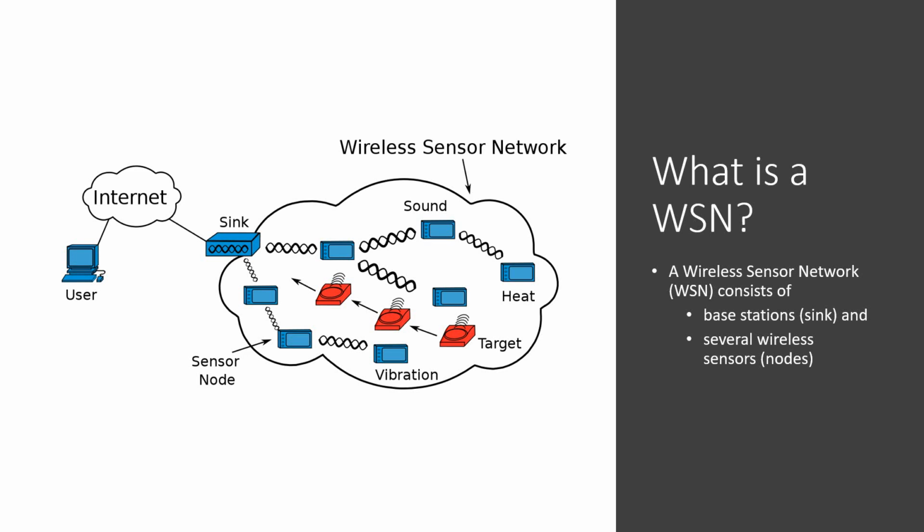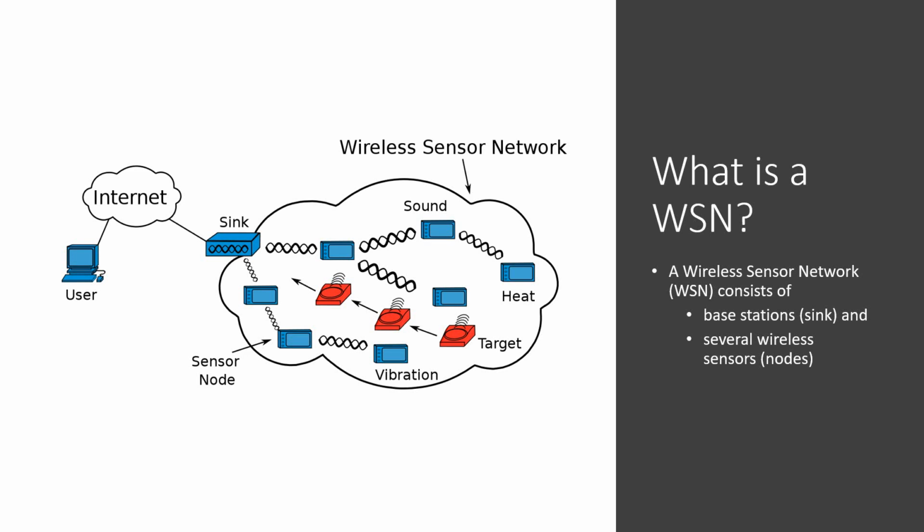As you can see, the red marked things are producing some sort of stimulus, and the blue boxes are the wireless sensor nodes, which are collecting this information. Although it's written here that they are reading sound, heat, target, vibration, and so on, usually there is a specific functionality to the wireless sensor network.